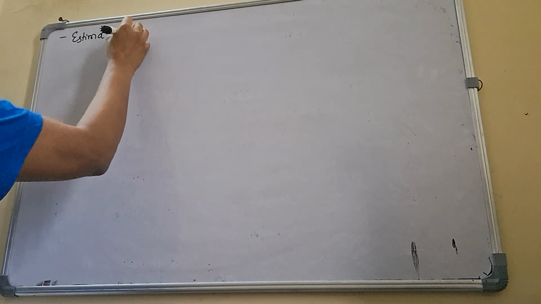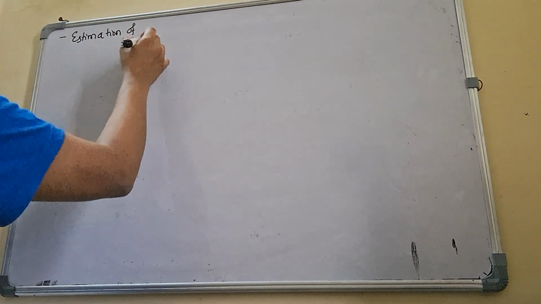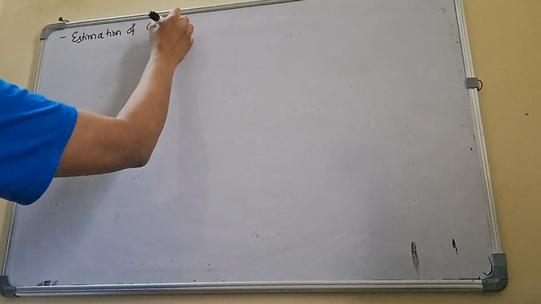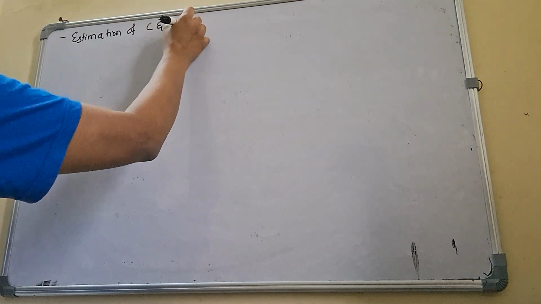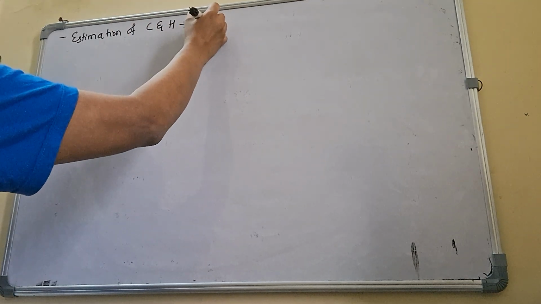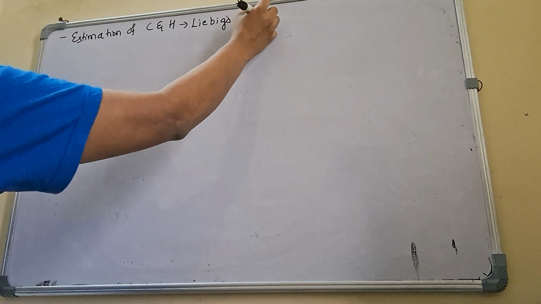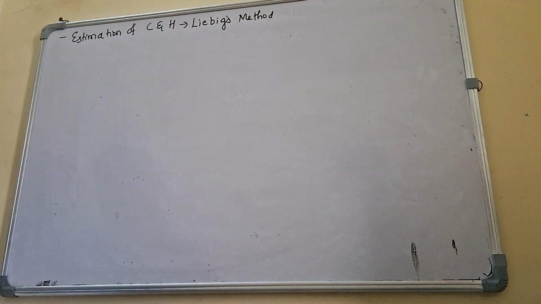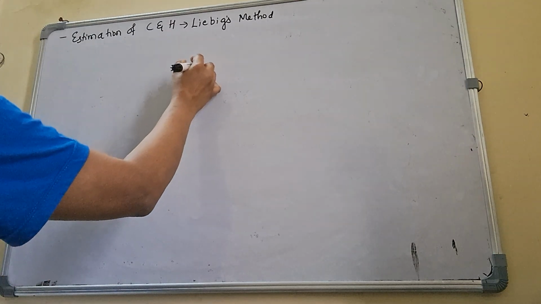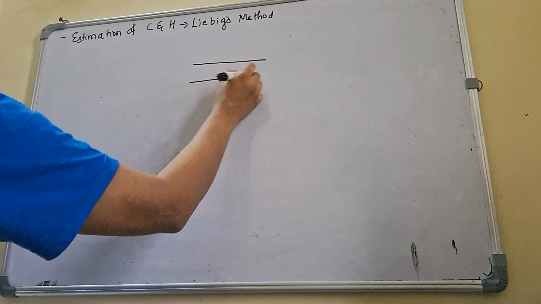Yes. So the first thing here is the estimation of carbon. Okay, so you are going to understand the estimation of carbon and hydrogen, and this technique is what we call as the Liebig's technique, Liebig's method. Alright, yes. So what you do here is I will just draw the rough diagram here. You can just refer your textbook also.